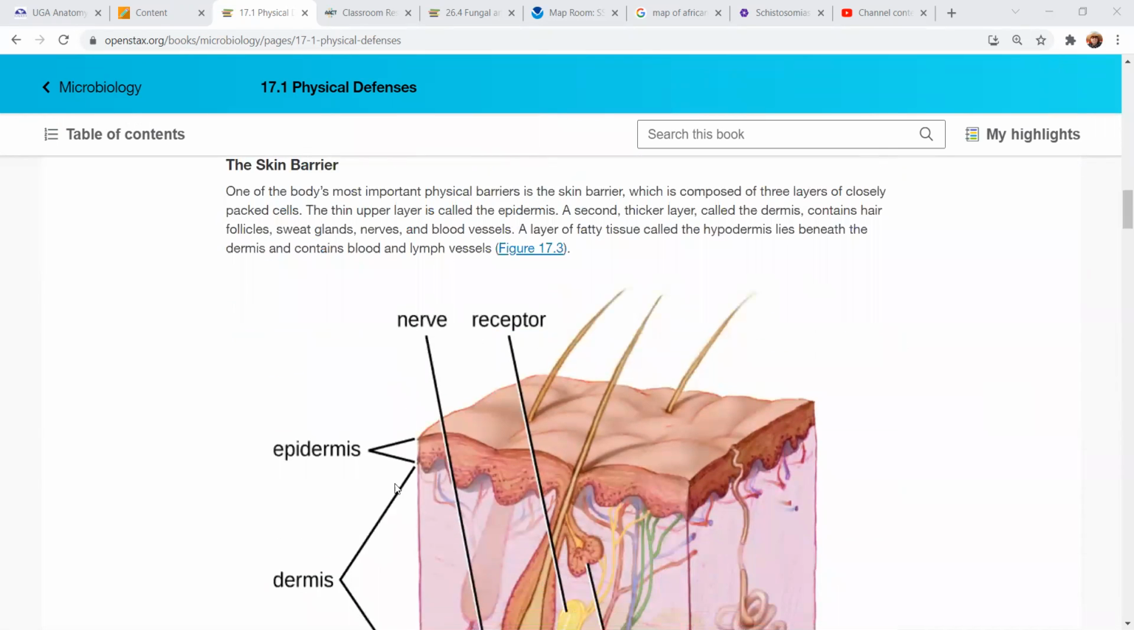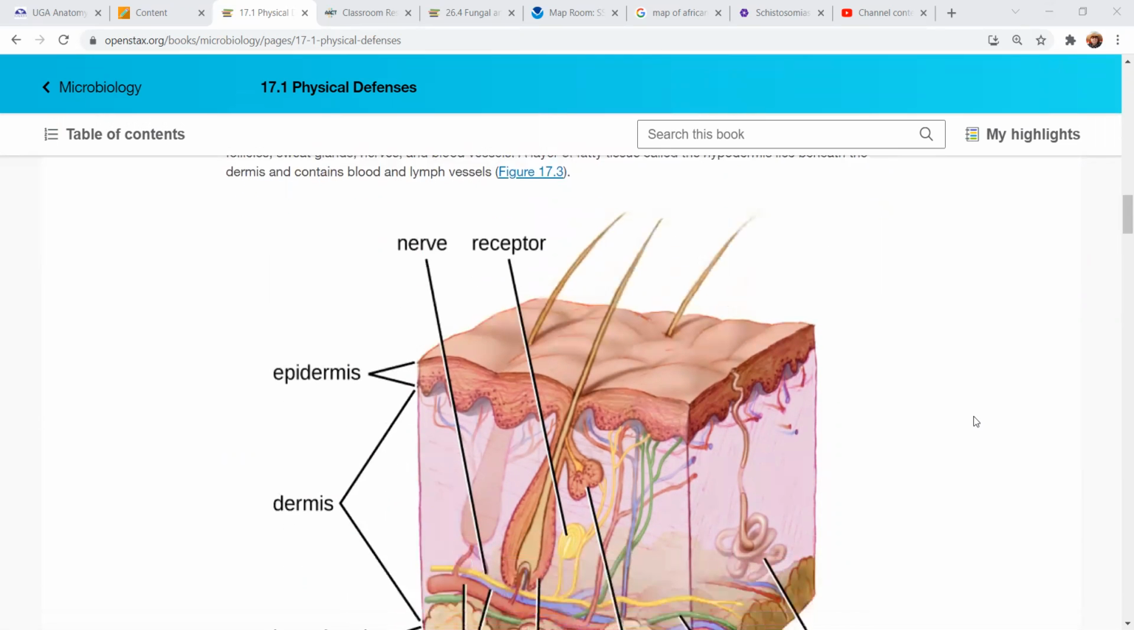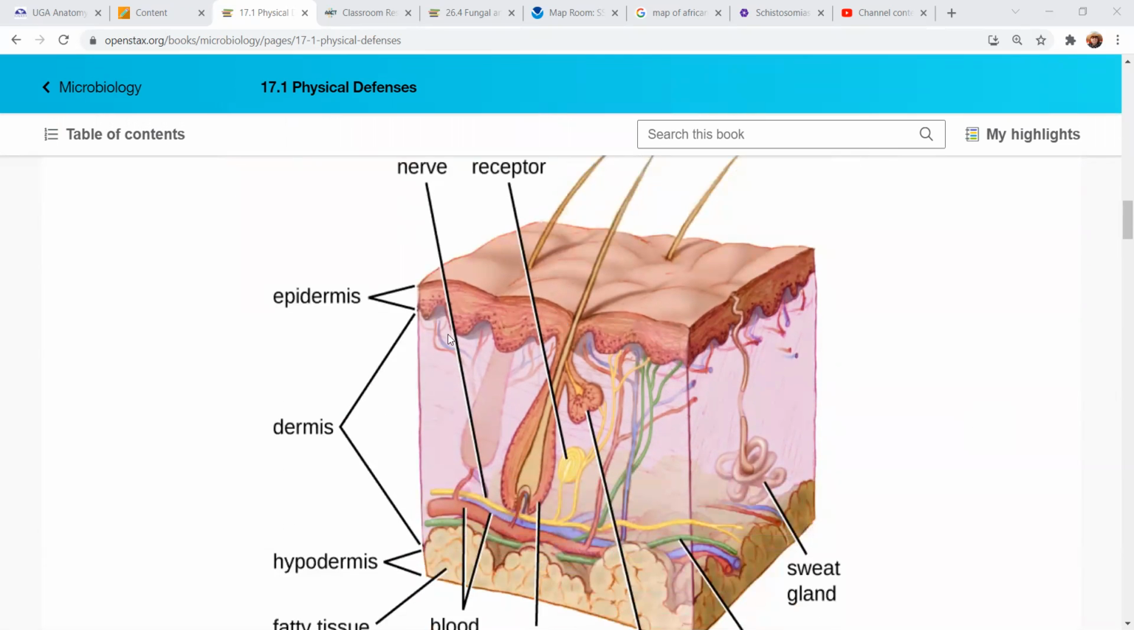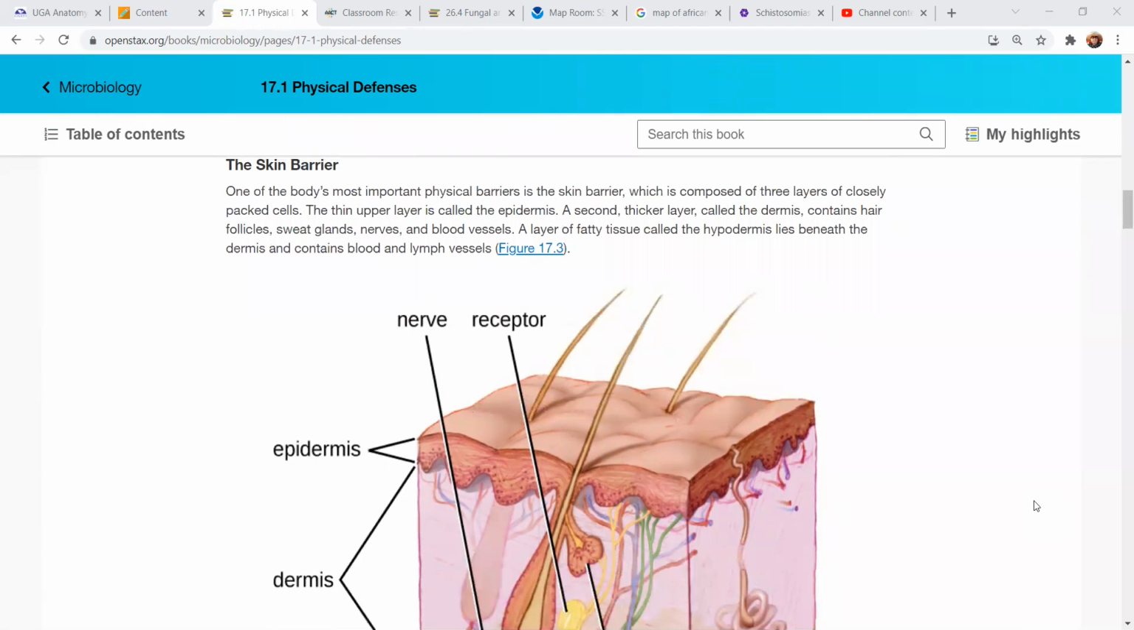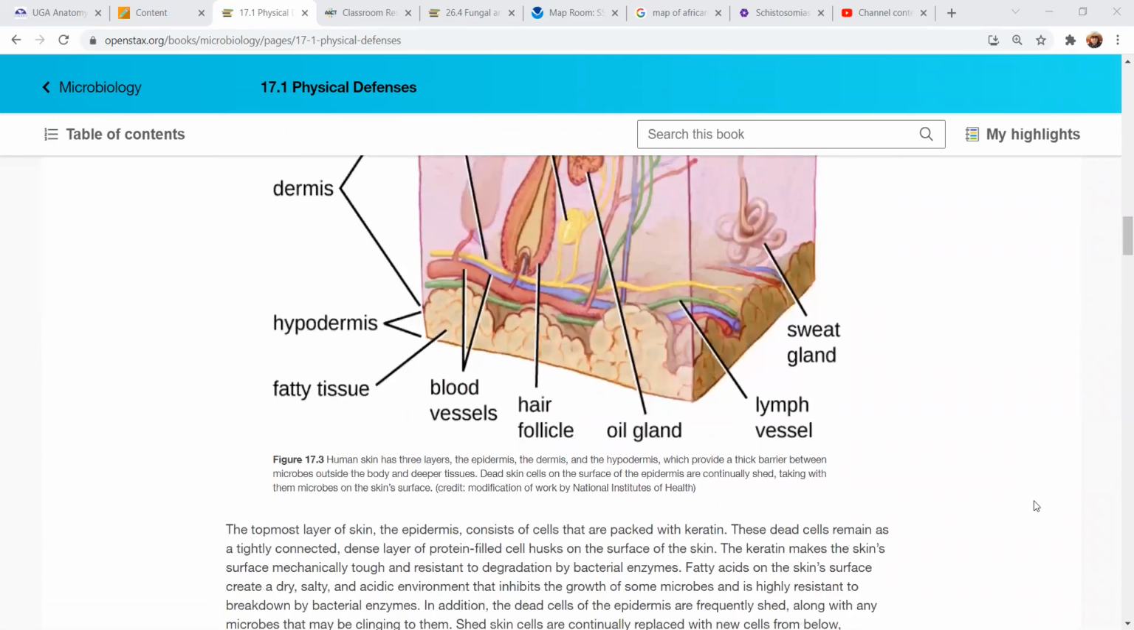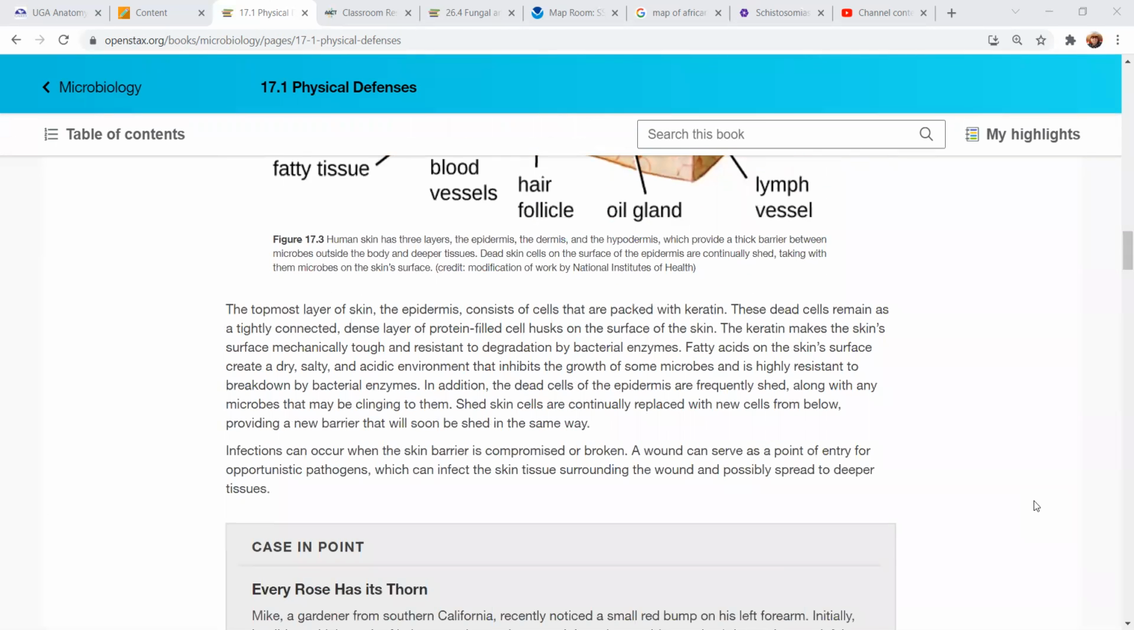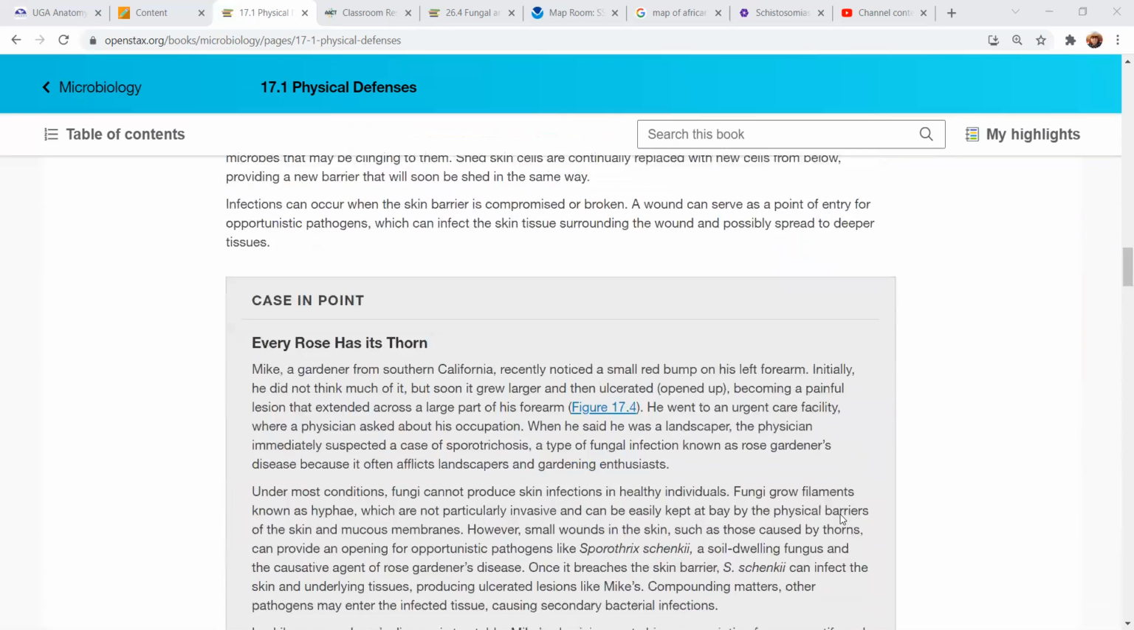Of course, our most important, our largest physical barrier is the skin. When we look at the skin, we see the epidermis, the dermis, and the hypodermis. And organisms would have to get through here. So as long as the skin stays intact, again, pathogens can't get through. Infections occur when that skin barrier is compromised or broken, in the case of a wound of some sort.